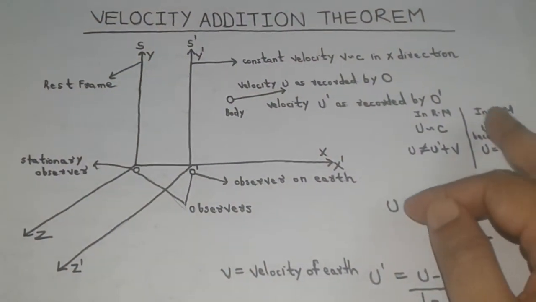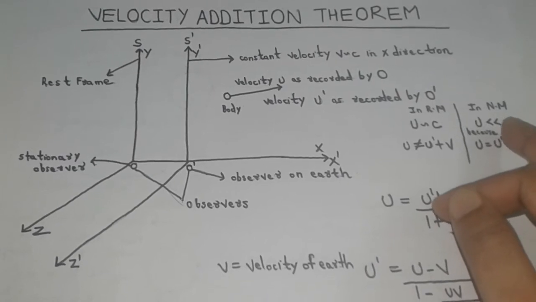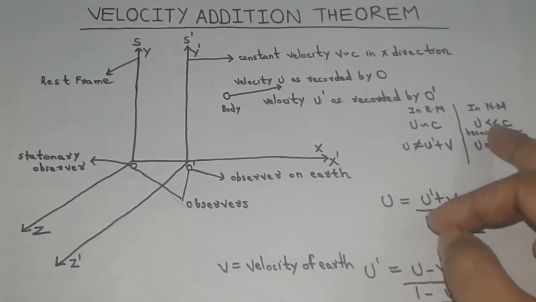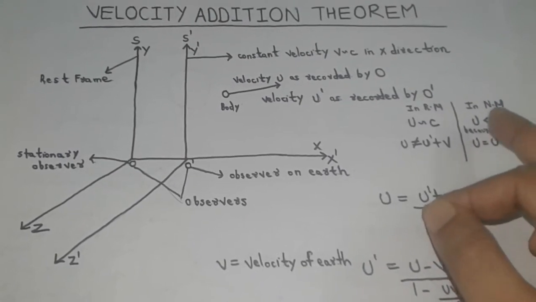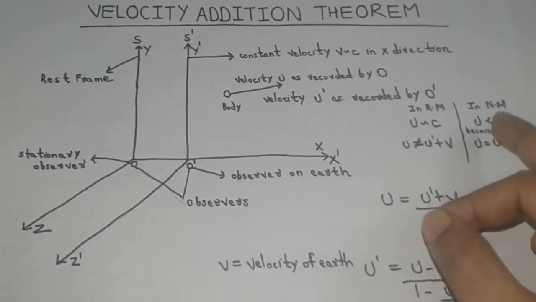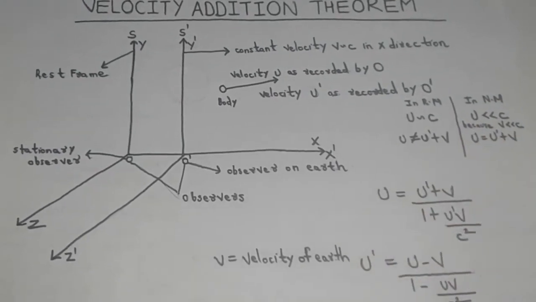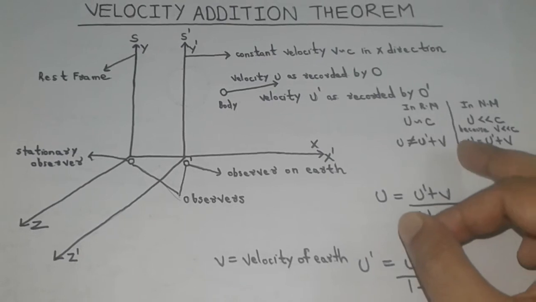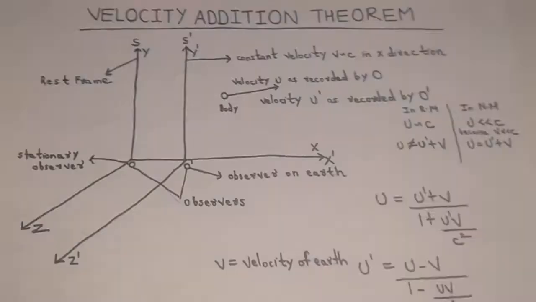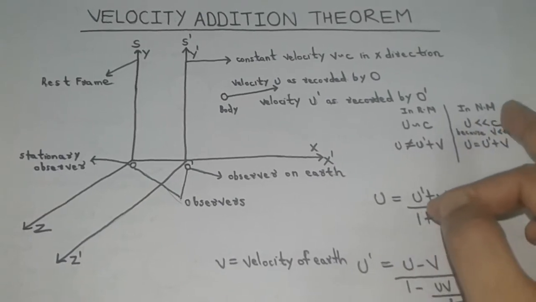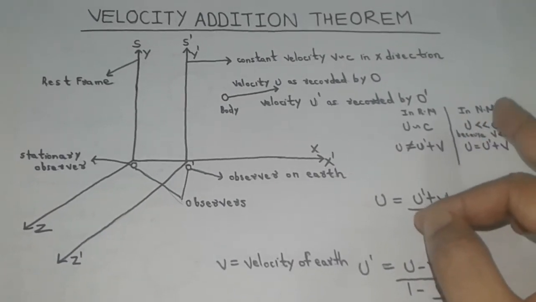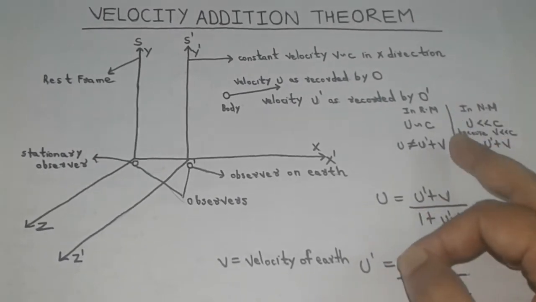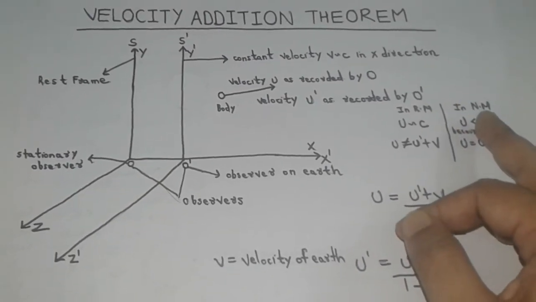So if two bodies A and B are moving with velocities VA and VB respectively, then to determine the relative velocity of body A as recorded from body B, we consider body B to be at rest. Then the relative velocity of body A as recorded from body B will be VA minus VB if the two bodies are moving in the same direction, or VA plus VB if the two bodies are moving in the opposite direction. We can easily subtract and add the velocity in Newtonian mechanics.